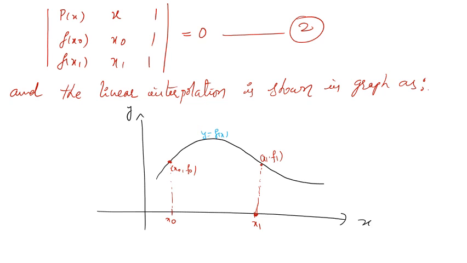Now let me join these two to get the straight line, the linear interpolation. This is y equal to not f of x, but P of x. At these endpoints, the curve meets. The function values are the same, but this part of the curve is not matching the straight line. This is called the error between f of x and P of x. This is the linear interpolation graph.